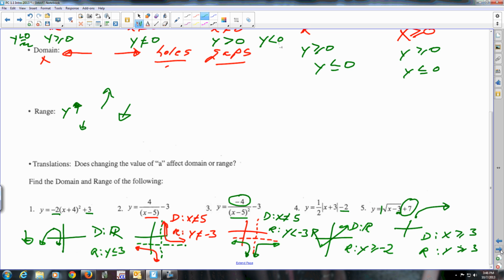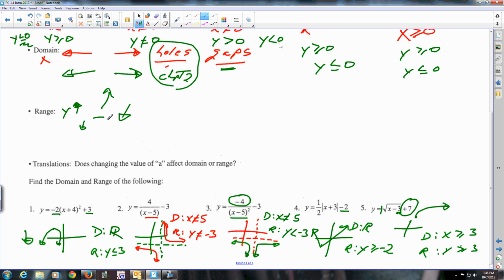Now, what I need to do, just reiterate before they change pages. Domain, you're asking yourself, can you go as far left as you want? Can you go as far right as you want? Do you have any holes or gaps? Again, I was going to explain gaps in chapter 2. So you got a little bit till you understand holes in chapter 2. Gaps are going to be created by asymptotes.